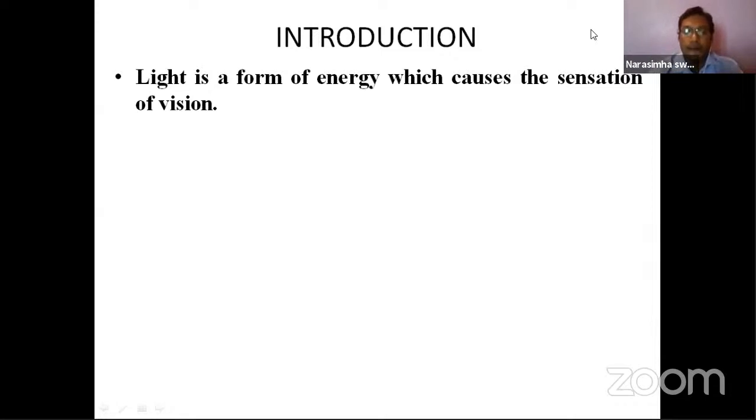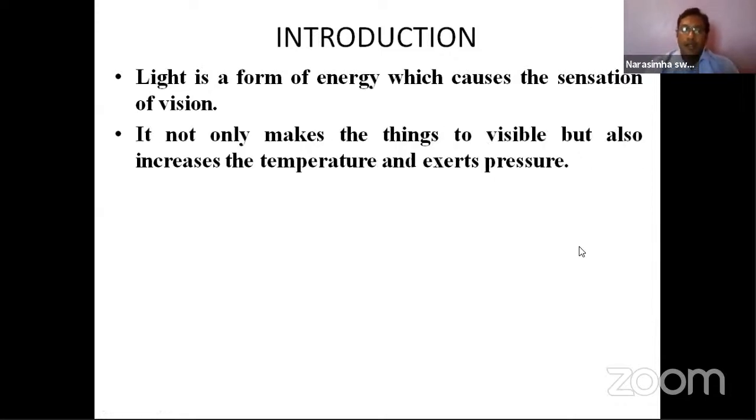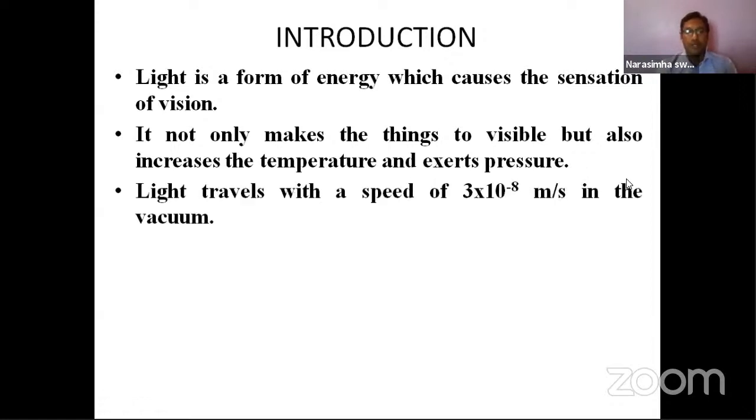And it not only makes things visible, but also increases the temperature and exerts pressure. We need to learn these things about light. So light is not only used to see objects, but also to increase temperature and pressure. And everyone knows that light travels with the speed of 3 × 10^8 meters per second in air or vacuum.